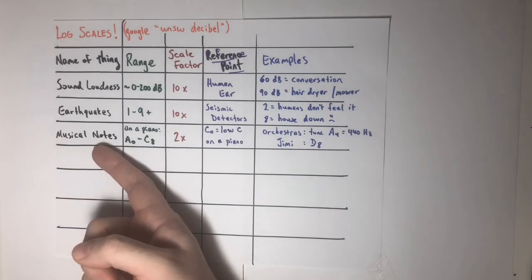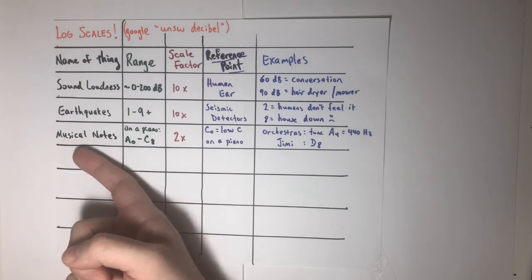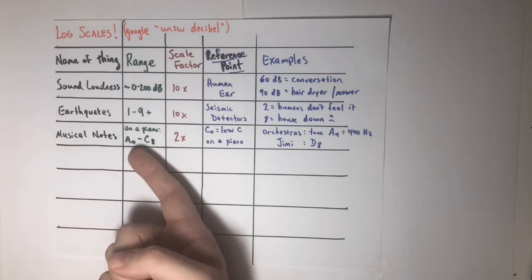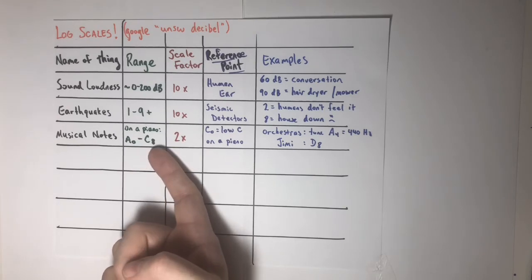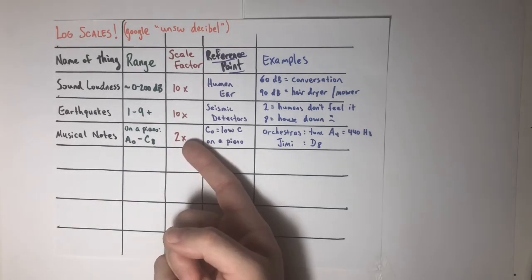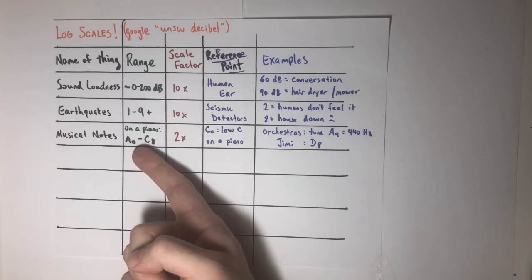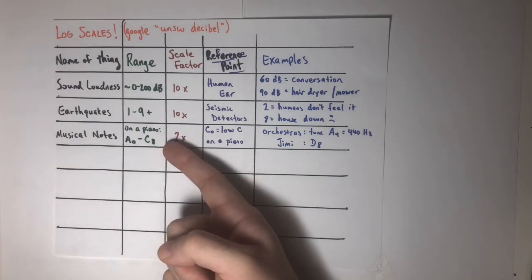Another good example is the octave scale for music. Musical notes, in general, you could say they go from the lowest note on a piano, which is called A0, to the highest note on a piano that's called C8. Here the scale factor is 2, meaning that an A1 has twice the frequency of an A0, and an A3 has twice the frequency of an A2, and so on. Each note that goes up 1 octave is twice the frequency of the note before.